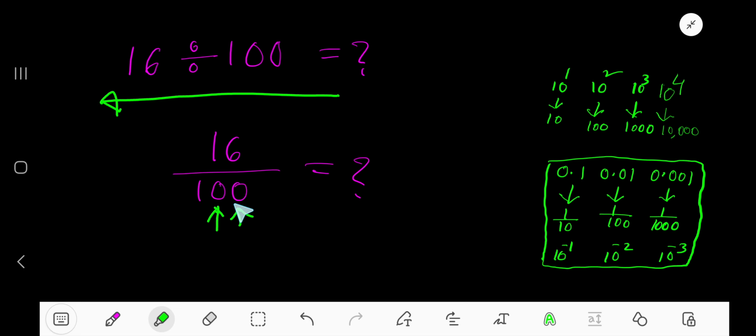Here the number of zeros is 2, so you need to move the decimal point from right to left 2 places. This is a whole number, so first the decimal point will appear here, then moving 1, 2 places, we are getting .16. You can add one more 0 to show that this is less than 1, so 0.16 is your answer. Look, the value of the numerator, that is the dividend, has decreased here.